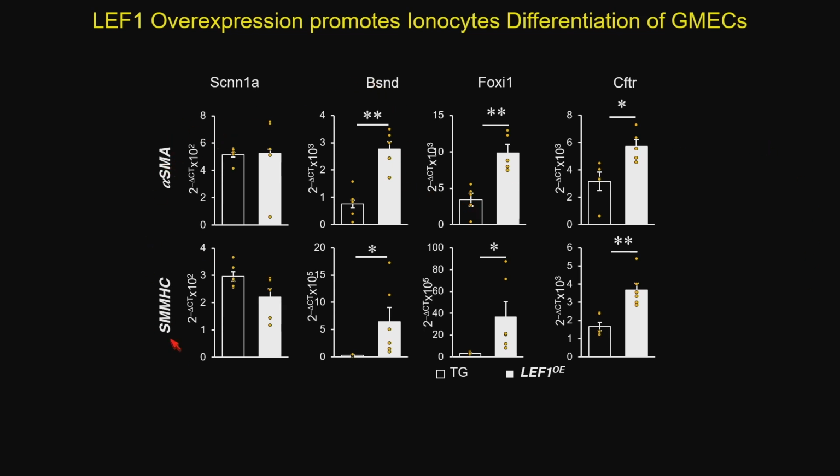In both mouse models, we have an upregulation of BSND, an ionocyte marker, in addition also to CFTR. All right, we have more ionocytes in these cultures. How does this affect the short circuit current?